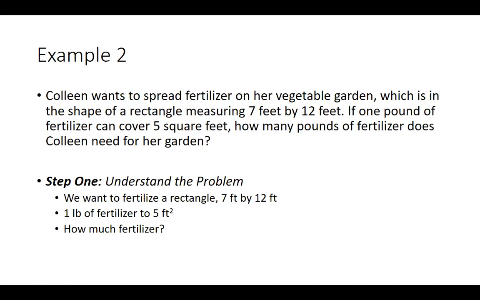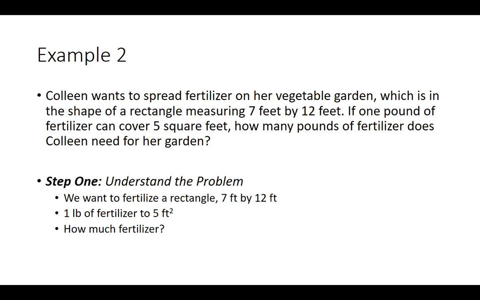Here in example 2, we're told that Colleen wants to spread fertilizer on her vegetable garden, which is in the shape of a rectangle measuring 7 feet by 12 feet. If 1 pound of fertilizer can cover 5 square feet, how many pounds of fertilizer does Colleen need for her garden?